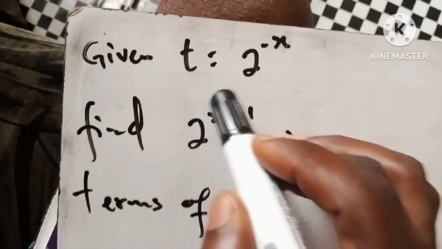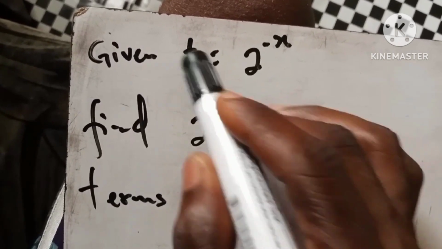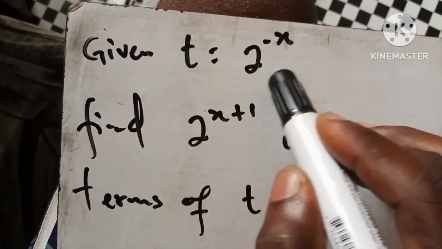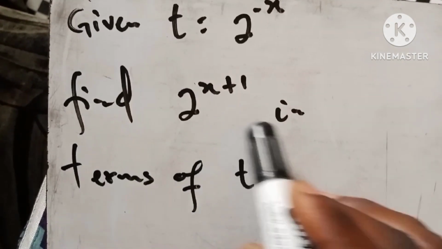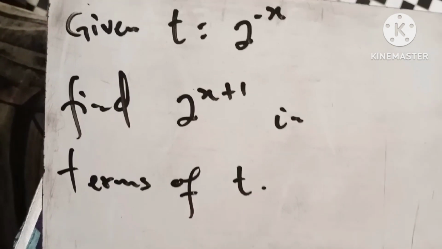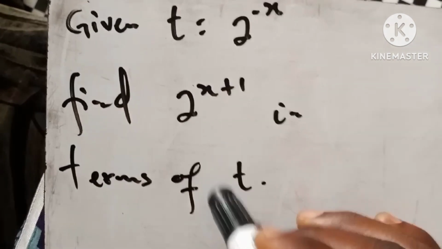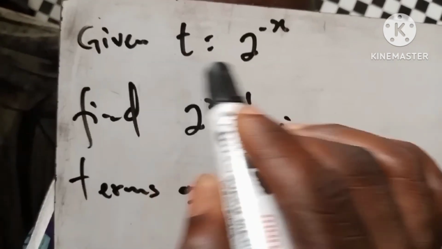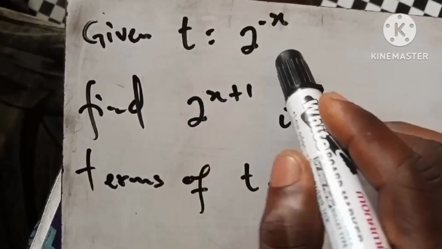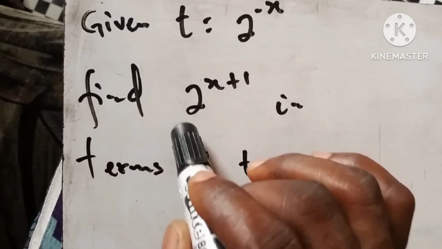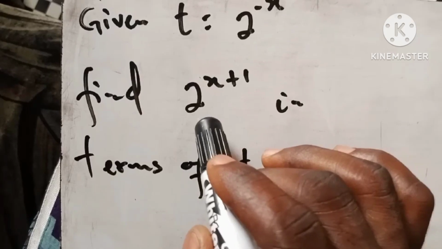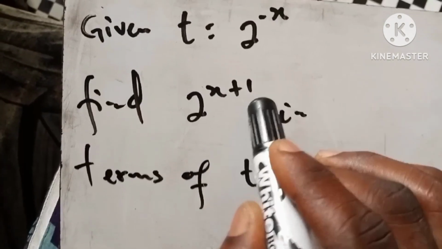We are given t to be equal to 2 exponent -s, and then we want to find 2 exponent s plus 1 in terms of t. So what it means is that your final answer should involve t, right? Now this is what you are given. Being given this means that you are going to start with exactly what you are looking for. So in this case, you have 2 exponent s plus 1, right?